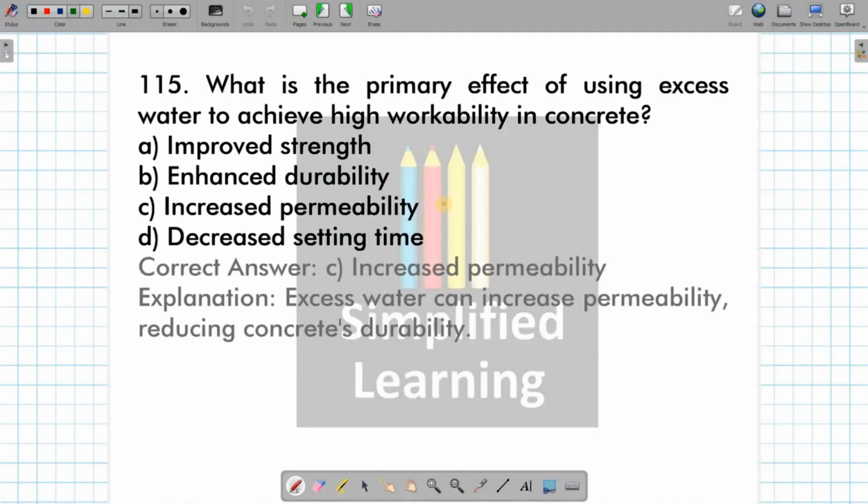And what is the primary effect of using excess water to achieve high workability in concrete? See, increasing water quantity is going to improve workability. It is okay, it is going to make highly workable concrete, but the problem is it is going to increase permeability, right? Water will be leaving the pores of the concrete mix, then it is going to leave some spaces, some voids. That's why permeability of the concrete is going to increase.